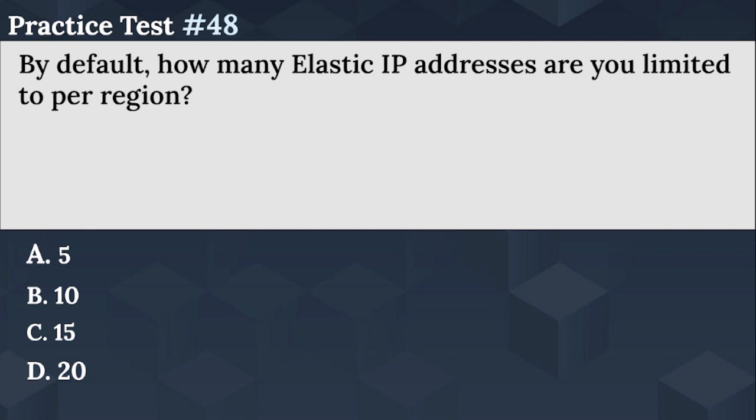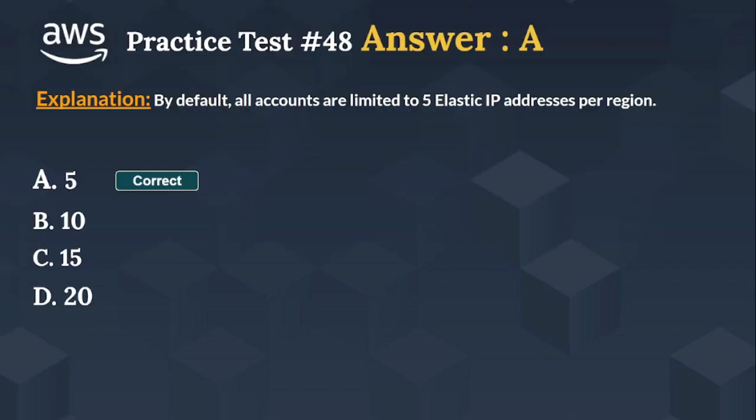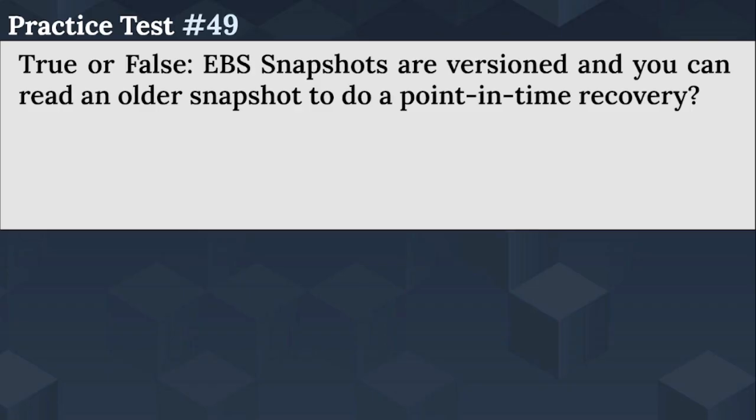5, 4, 3, 2, 1. So the right answer is option A, 5. By default, all accounts are limited to 5 elastic IP addresses per region. Let's move on to the next question for the AWS Solution Architect Associate exam.